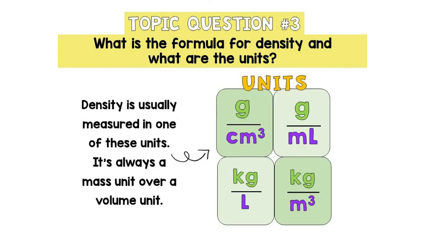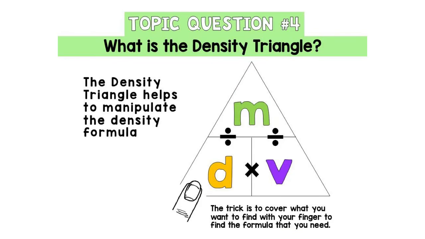Density is usually measured in one of these units. Remember, it's always a mass over a volume. So examples are grams per cubic centimeter, grams per milliliter, kilograms per liter, and kilograms per meter cubed.